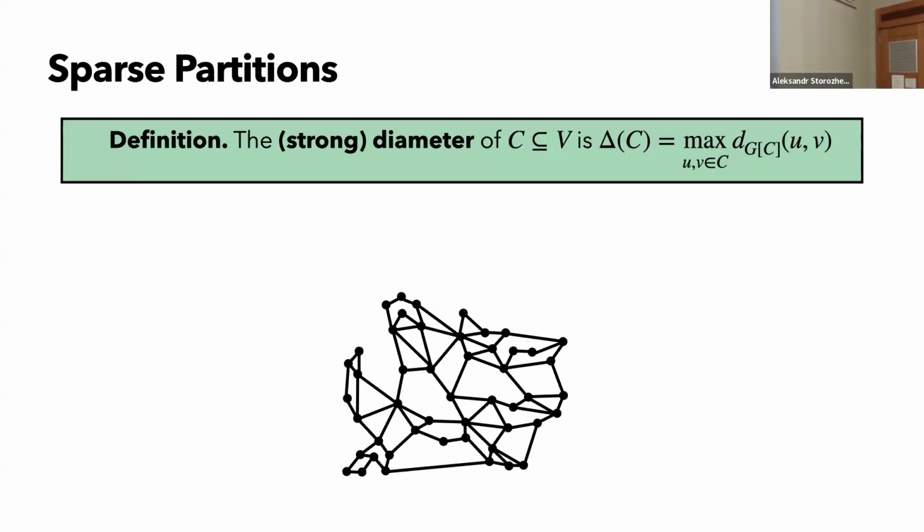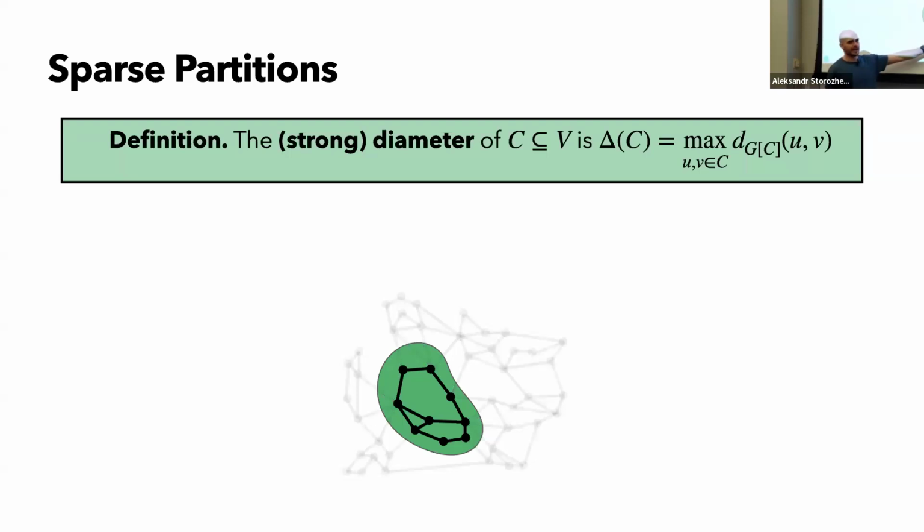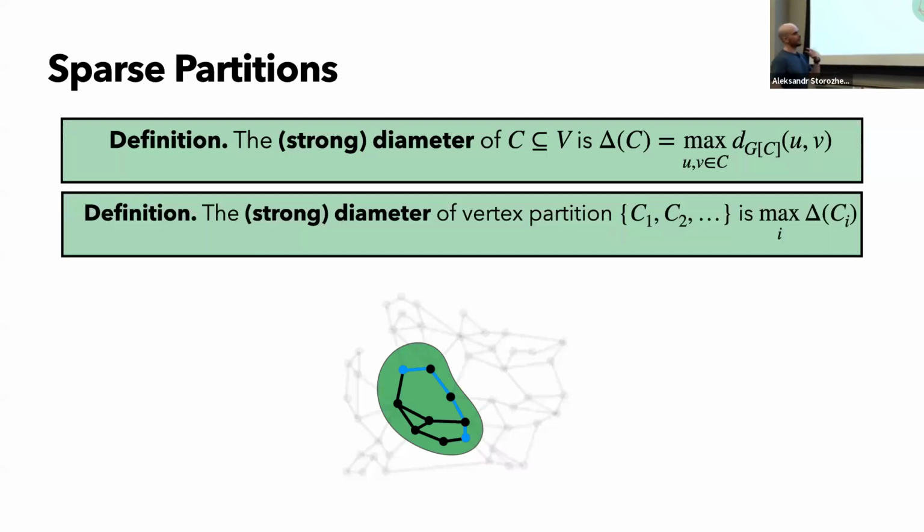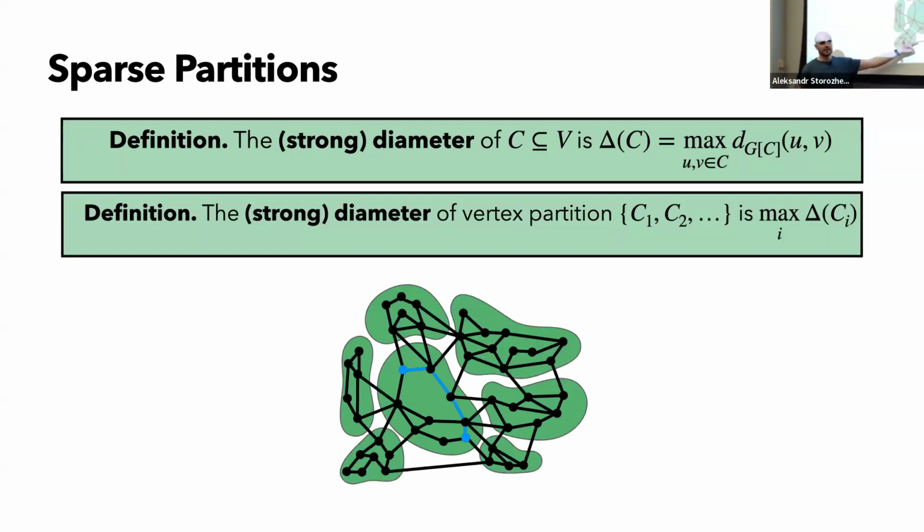To give you the formal perspective, I need a little bit more vocabulary. The strong diameter of a subset of vertices is the maximum distance between 2 vertices, where I only allow myself to use edges inside of that part. So the strong diameter of this set is the maximum distance between 2 vertices if I throw away every edge not in this set, and then ask what the distance between vertices is in this so-called induced graph. So this set has diameter 1, 2, 3, 4, assuming unit weight edges. Then the strong diameter of a vertex partition, where I have many parts, is just the maximum strong diameter of any one of these parts.